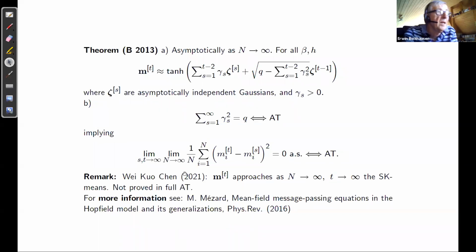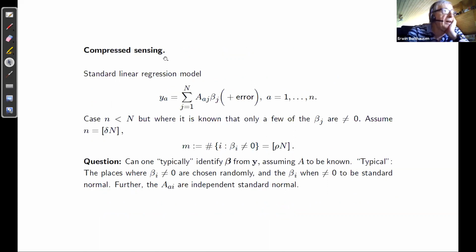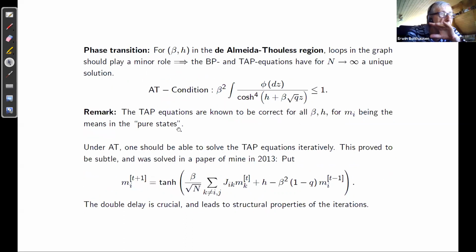So now, okay, I think I have about 10 minutes to talk about the next topic, which was historically quite interesting, namely this compressed sensing. So now the point is that this algorithm I have here presented for the AT.